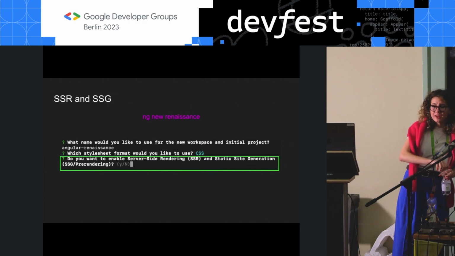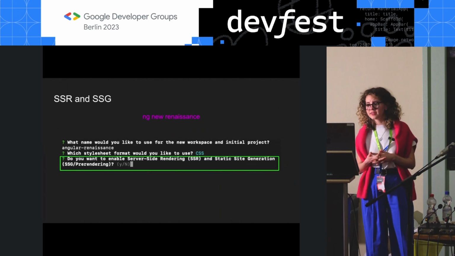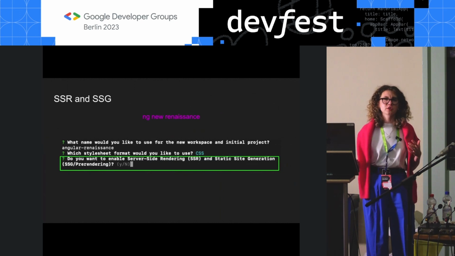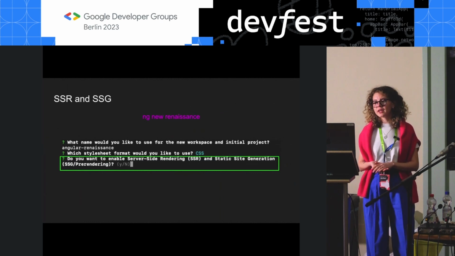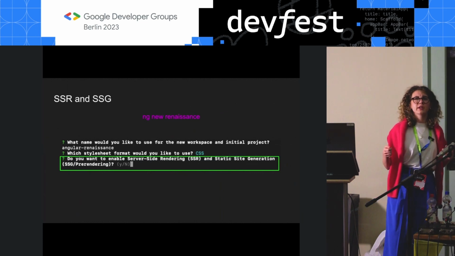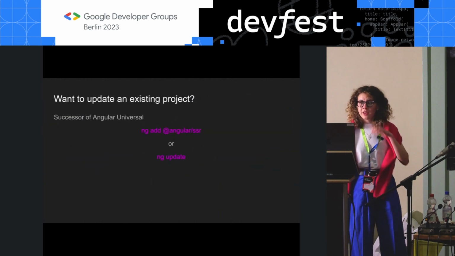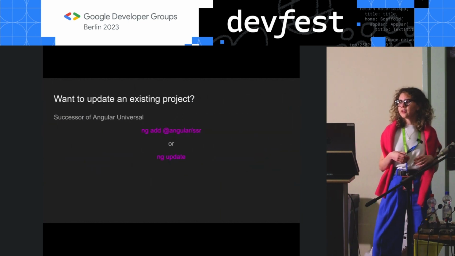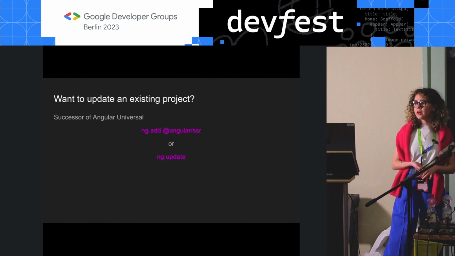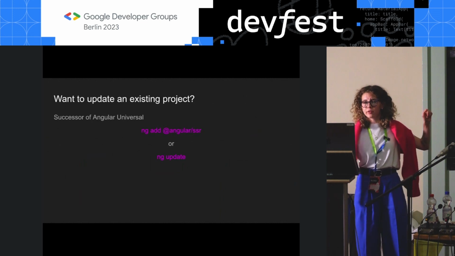So whenever you start a new app, you will see a prompt. Do you want to enable server-side rendering, SSR, and static site generation, SSG, also known as pre-rendering? Now, if you click yes, it's going to be all covered for you. And if you click no, but wish to add it later on in your project, don't worry, because Angular got you covered. You can simply run ng add @angular/ssr or ng update. And do note that this @angular/ssr is a successor of the community-based Angular Universal project. They used to take care of SSR.